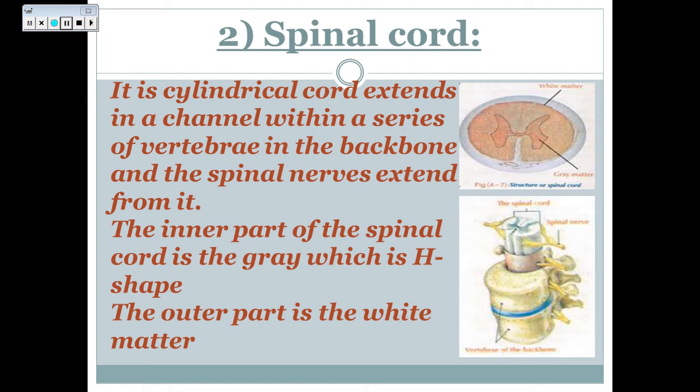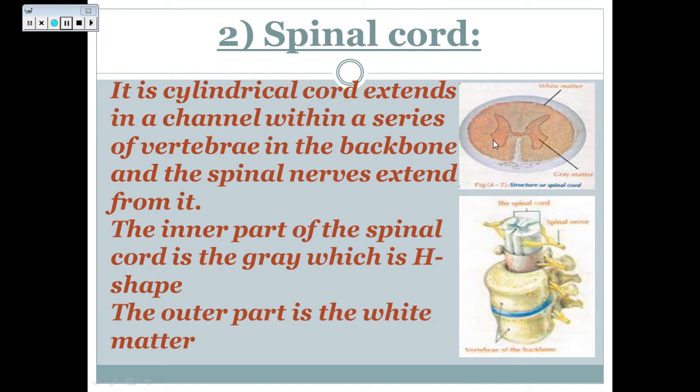Spinal cord. The spinal cord is a cylindrical cord extended in a channel within a series of vertebrae in our backbone, like this figure, and there are spinal nerves extended from it. If we look at the spinal cord, we will find that the inner part of the spinal cord is gray matter in an H shape, while the outer part is white matter.